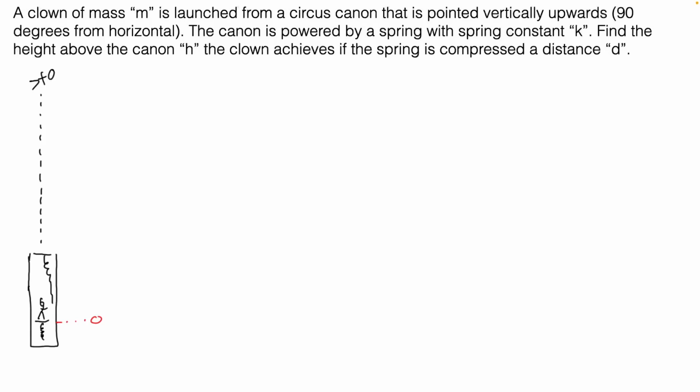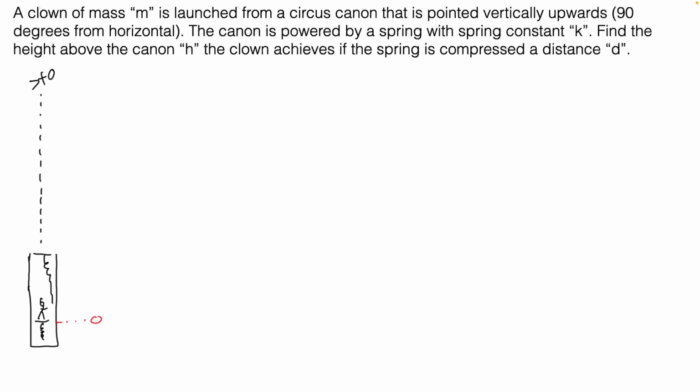Is the 0 for the spring the same as the 0 for gravitational potential energy? It isn't. Because 0 for springs is not something you are allowed to choose. It's always picked for you. Where is the stretch of a spring 0?